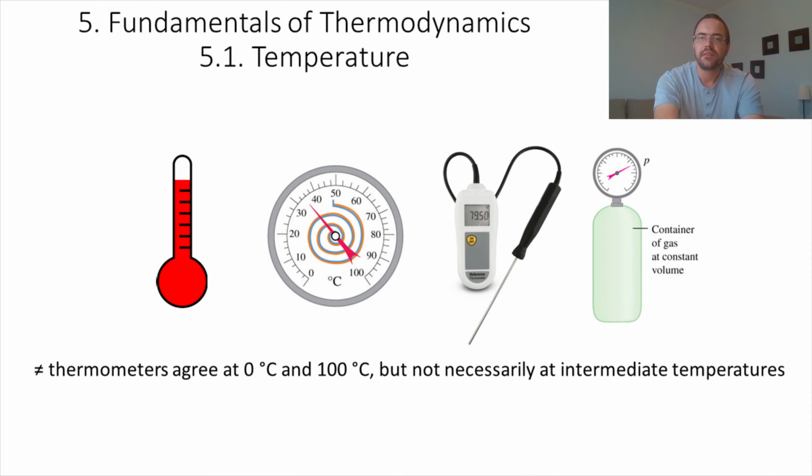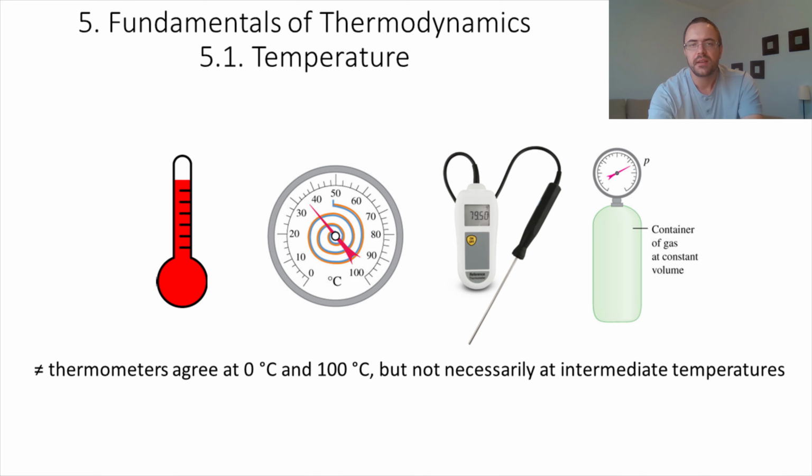Now, all these different thermometers, they will agree at 0 degrees Celsius and at 100 degrees Celsius, but they don't necessarily agree at intermediate temperatures, right? To make sure that they agree, we need to have a property that varies linearly with the temperature between that range. And that is what led to the Kelvin scale.